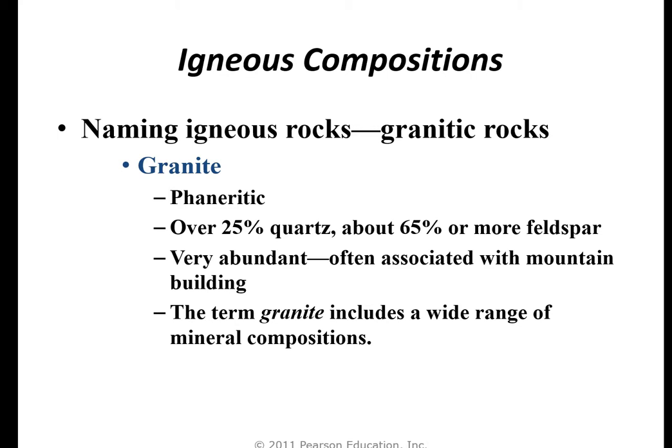How do we name igneous rocks? Let's start with granite. Phaneritic, over 25% quartz, about 65% or more feldspar. Very abundant, often associated with mountain building. The term granite includes a wide range of mineral compositions.